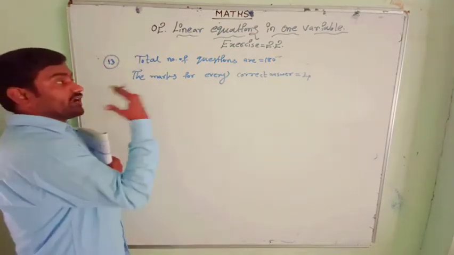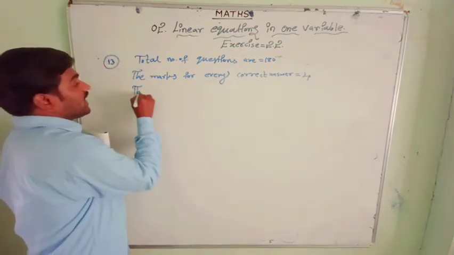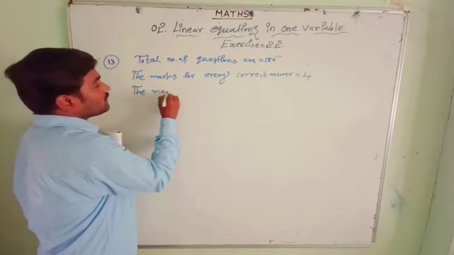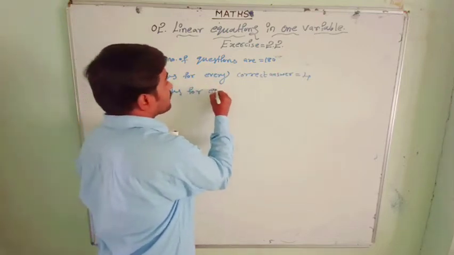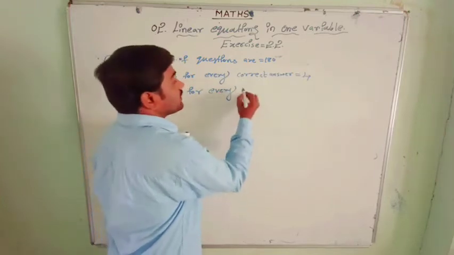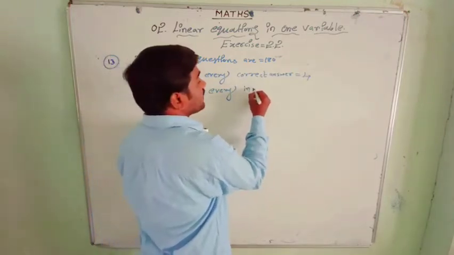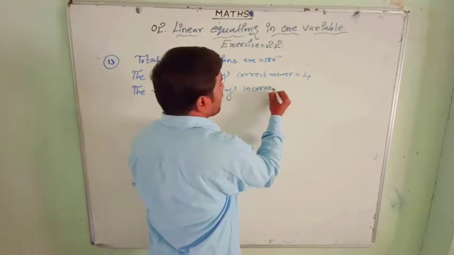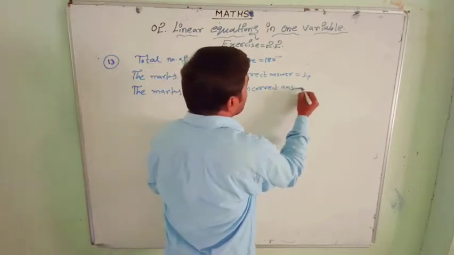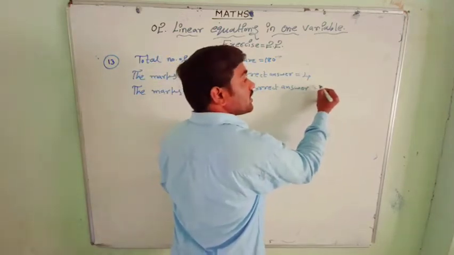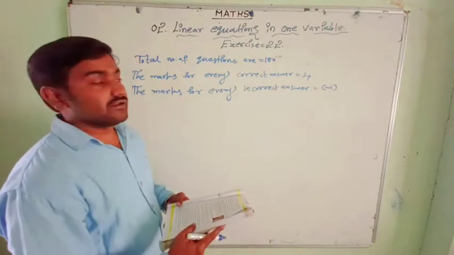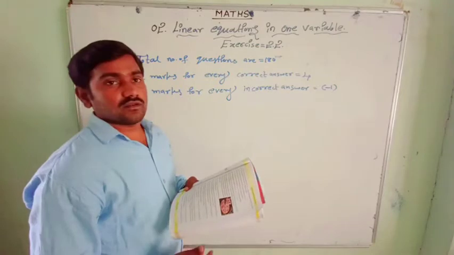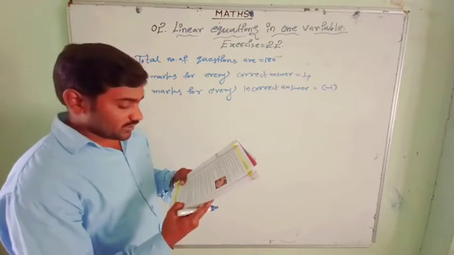That means if he doesn't attempt or if they have written wrong, then 1 mark will be deducted. So here, instead of correct, we write incorrect answer or wrongly attempted answer. That will be 1 mark deducted from the total marks.